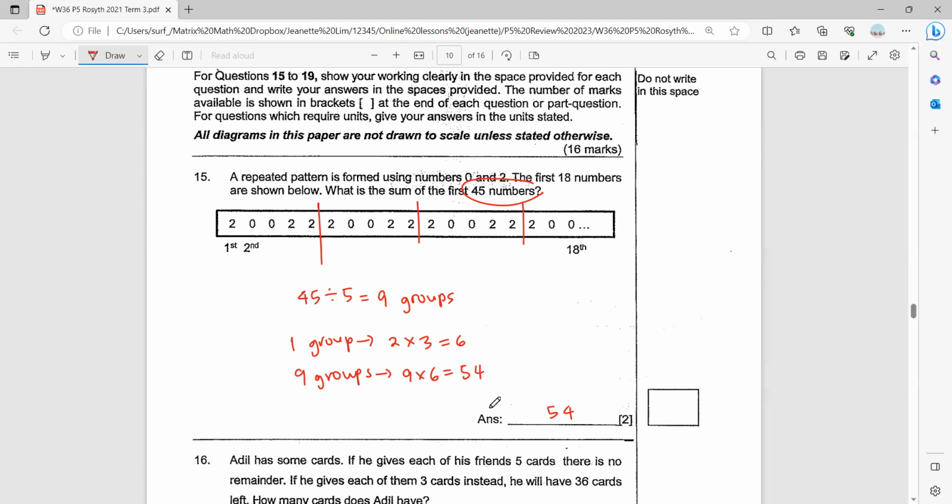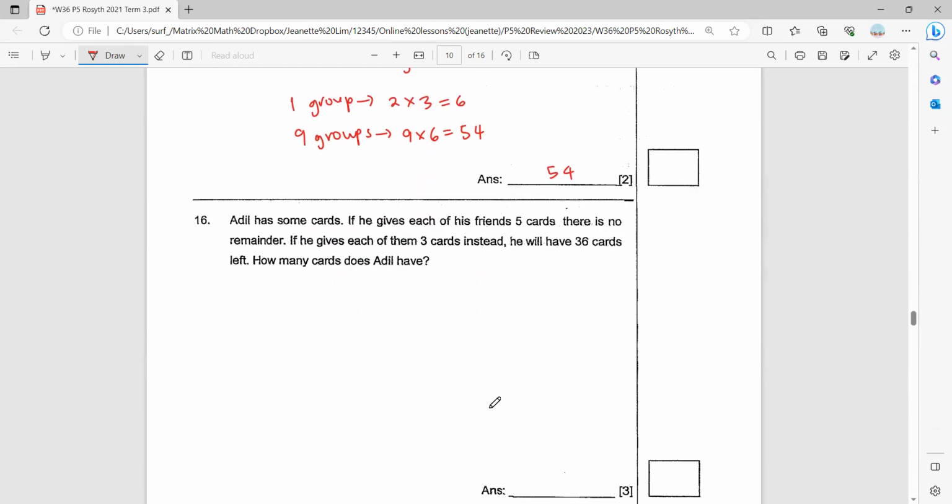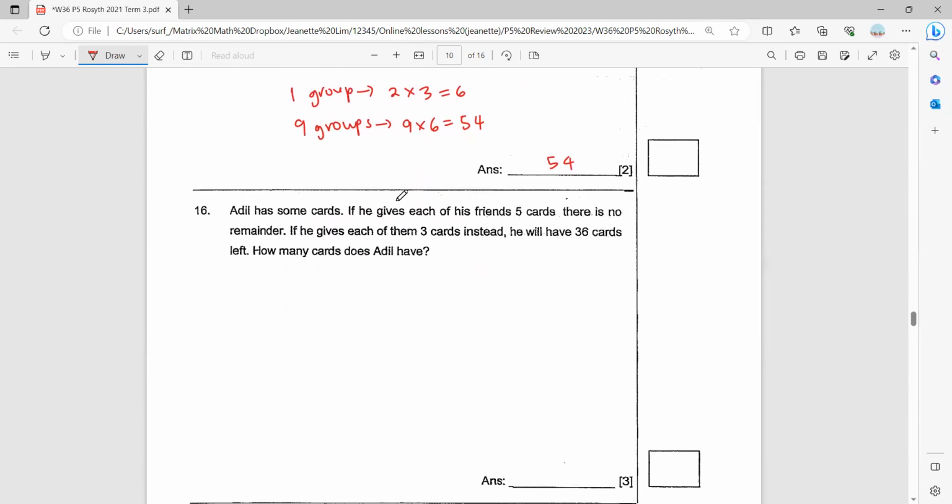Okay, next. Question 16. Adil has some cards. If he gives each of his friends 5 cards, there is no remainder. If he gives them 3 each instead, he will have 36 left. How many cards does Adil have? Okay, so first, I'm going to use model instead of listing, because the thing about listing is you don't know when to stop, right? The numbers might be very big.